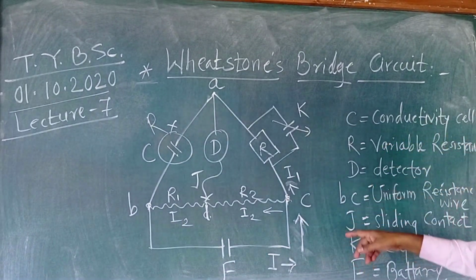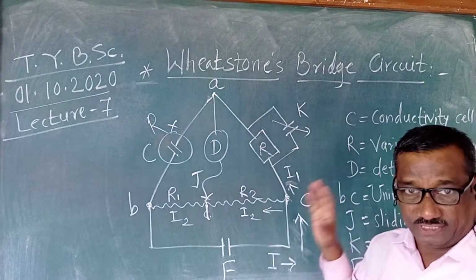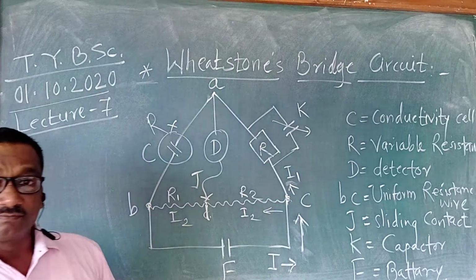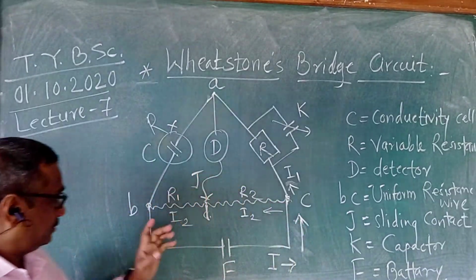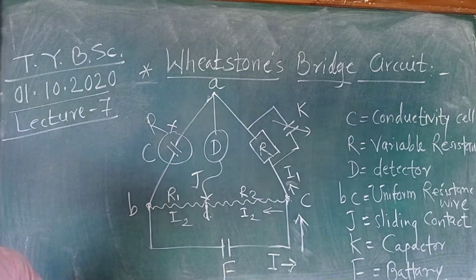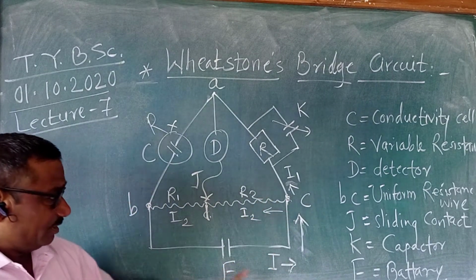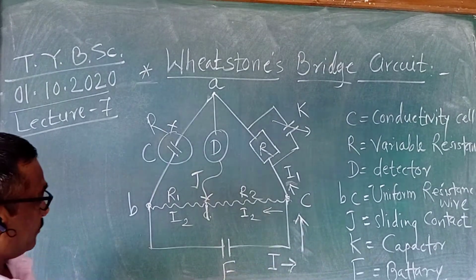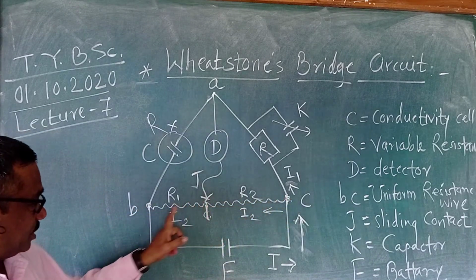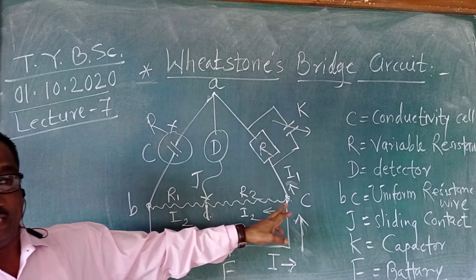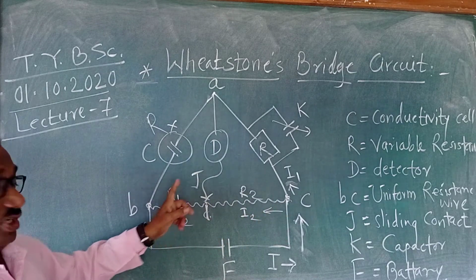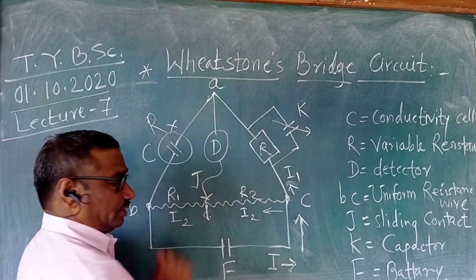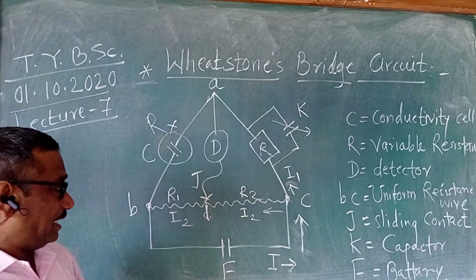Now, I have drawn this figure. See the figure. Here B and C is a uniform resistance wire. Now it is connected with the battery E for supplying the current I. This wire is divided at a point D in the form of resistances R1 and R2. B to D, R1. D to C, R2.